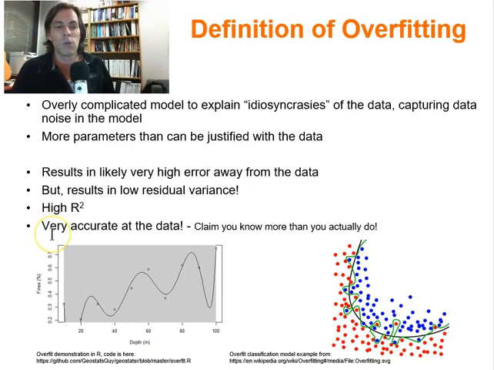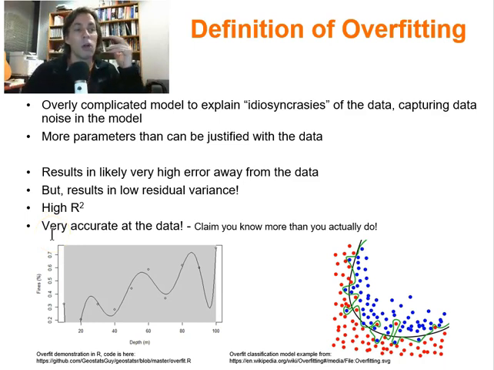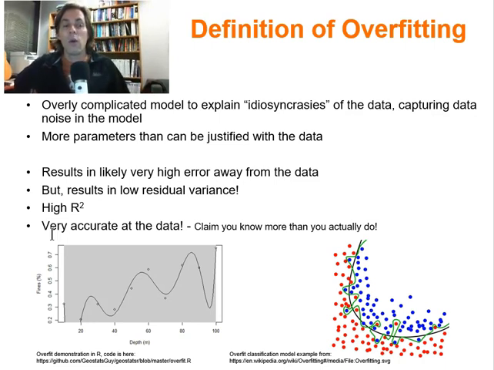So, the definition of overfit, just so we can move forward from that and have something we can share: an overly complicated model that explains the idiosyncrasies of the data, capturing the noise in the data. Also, another way to think about it, more parameters than can be justified by the data, and I'd even open that up and say justified by the available information. Results: likely a very high error away from the data, as shown by the confidence intervals, but results in a very low variance. You are fooling yourself that you actually know more than you actually know, and they will result in a high R-squared, variance explained, that makes sense, little is left to the residuals.